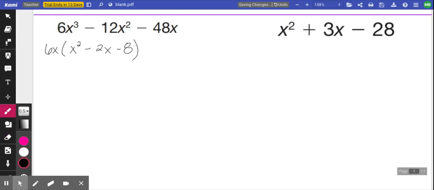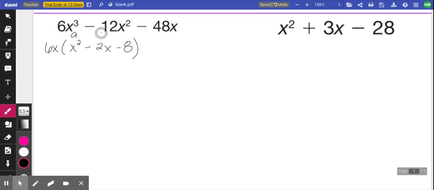Now that I have factored out 6x, I'm going to label my ABC and set up my CAB. C times A is negative 8x squared, B is negative 2x. Now I'm determining what two numbers would multiply to give me negative 8x squared, but then add to be negative 2x, to which I would use negative 4x times 2x, because negative 4x plus 2x is equal to negative 2x.